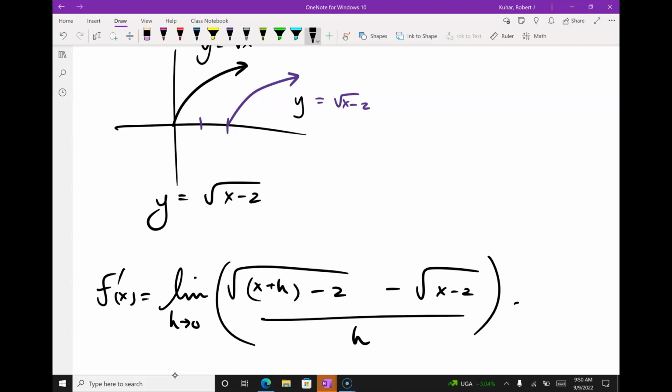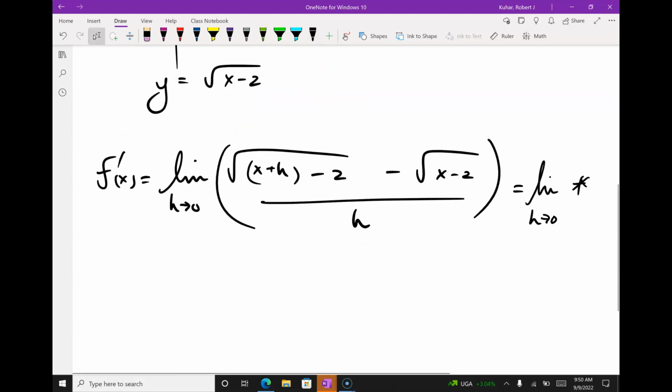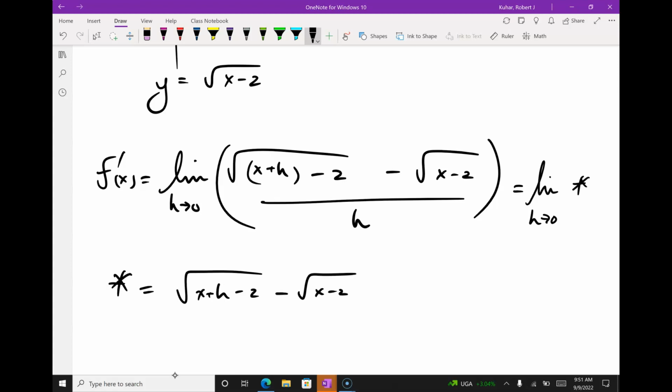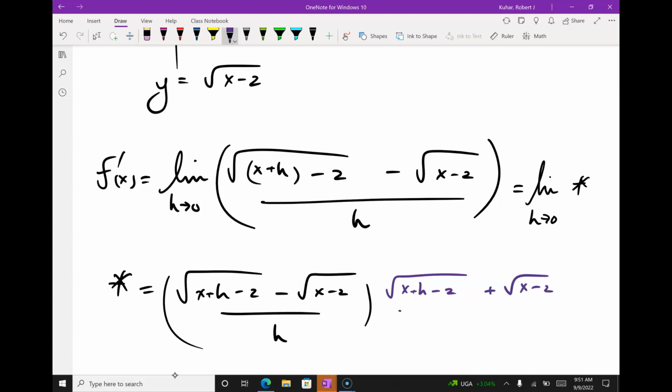On your mark and set, go. Don't copy me, you do. Maybe you want to copy this first piece. I'm just doing asterisks. Those parentheses mean nothing. And then what am I going to do here at this point? Conjugate, nice. Over itself.